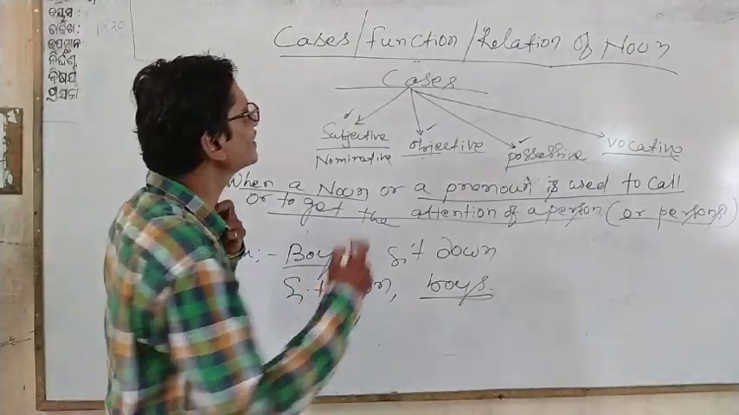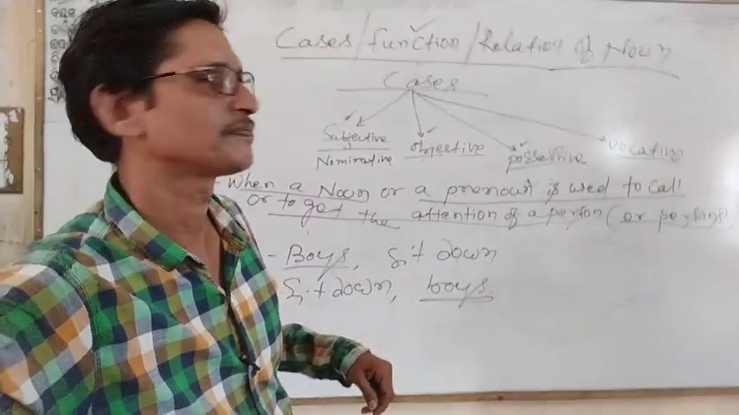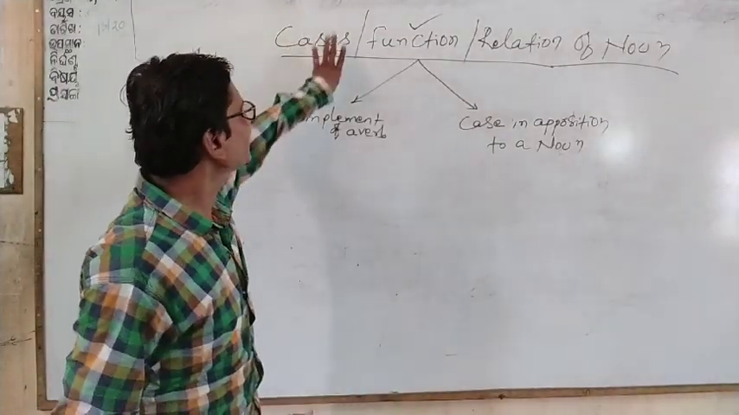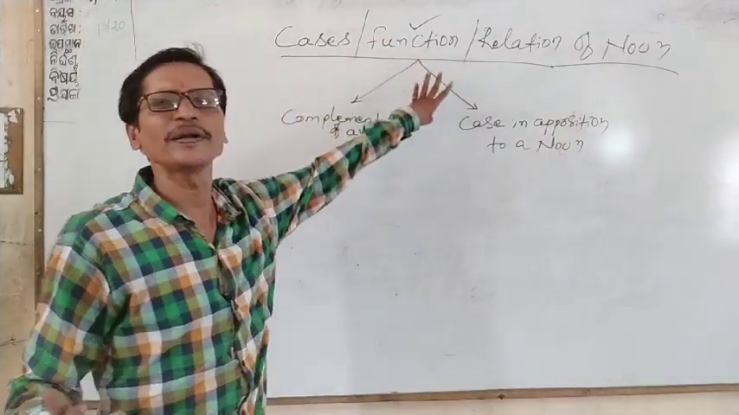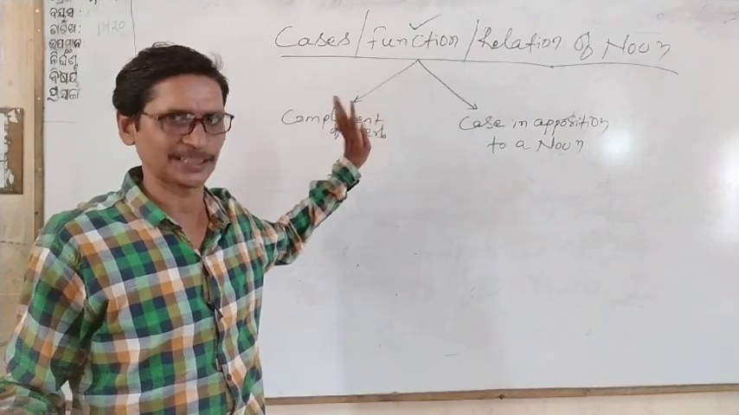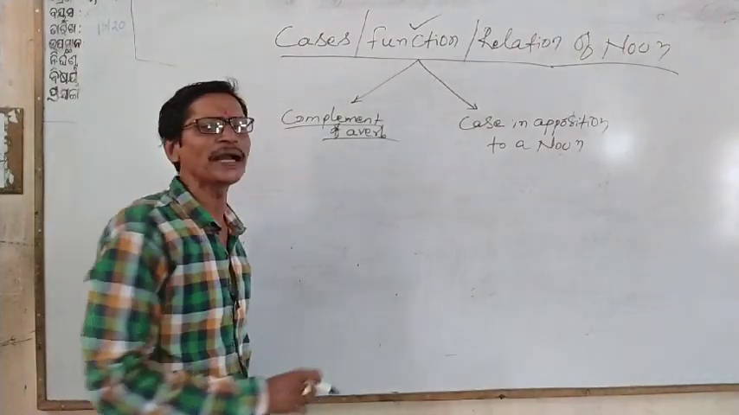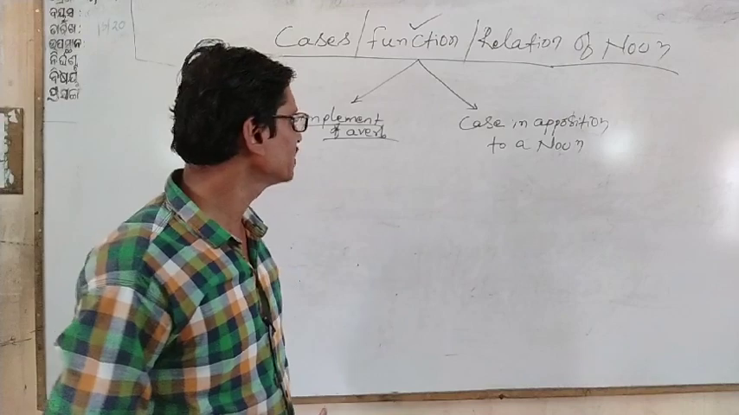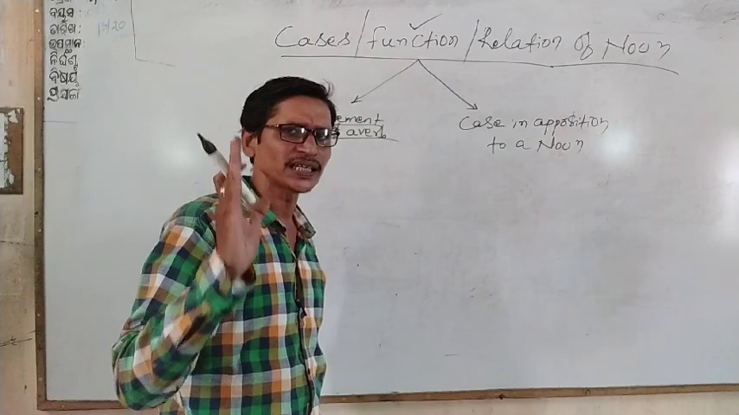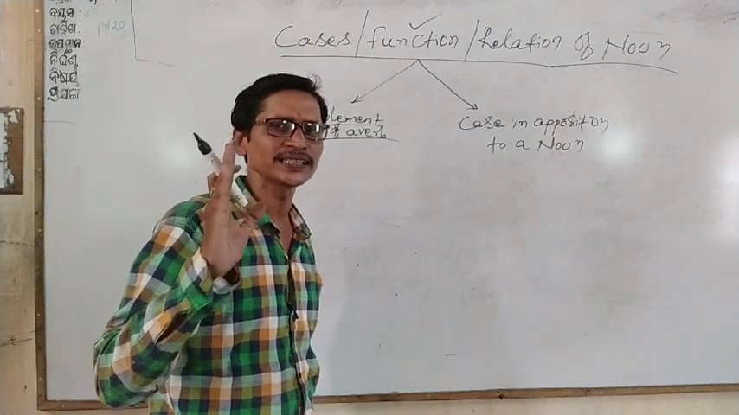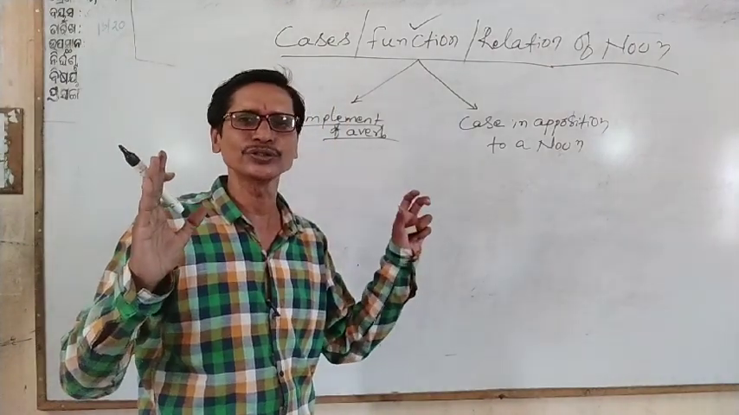Now we will discuss different functions of a noun. Okay? Just wait. Now, after discussing the cases of a noun, let's discuss different functions of a noun in our speech or statements. Sometimes nouns function as complements of a verb. Complement means that without these words in our sentence, the meaning of our sentence is incomplete. To complete the meaning of our sentence, we use some words.